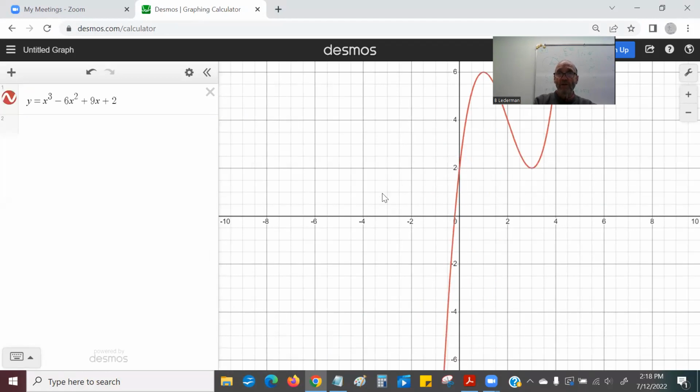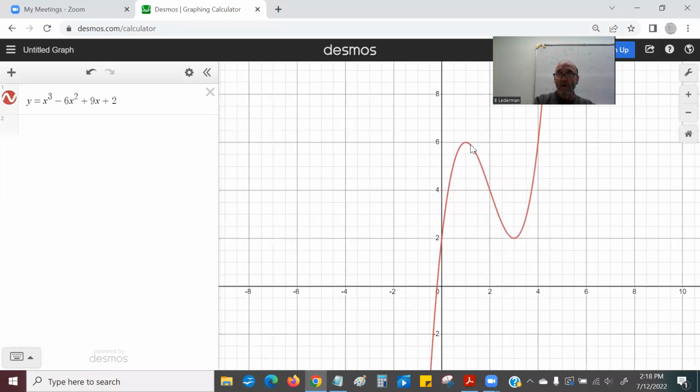And if we look here, we see that our local max is 1 comma 6 and 3 comma 2. 1 comma 6 and 3 comma 2. And these are our local maxes. So let me go back. Is that beautiful? Is that a beautiful sight? So it all works out beautifully. It all works out perfectly.